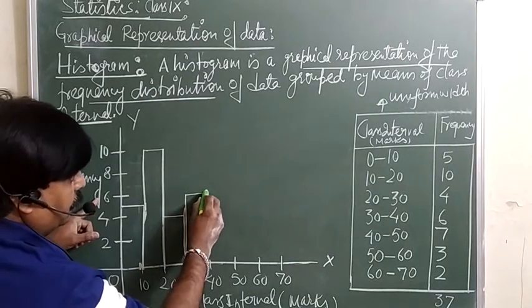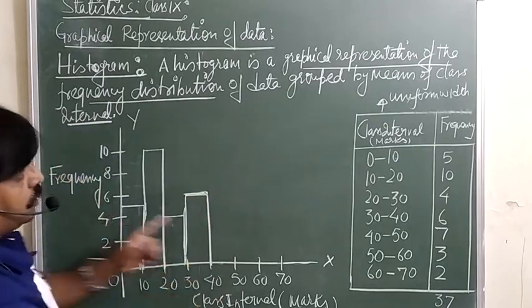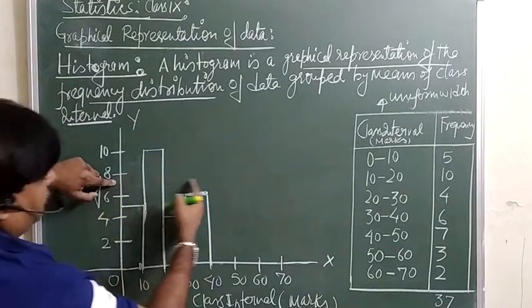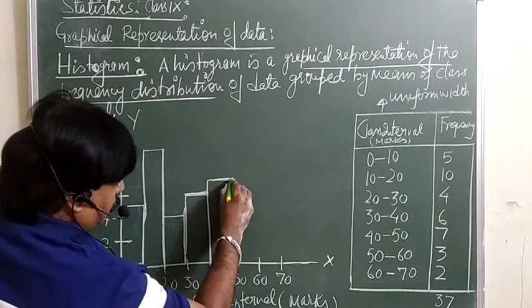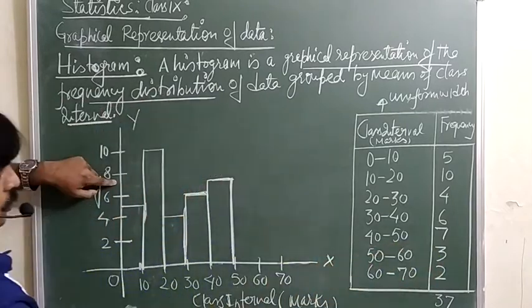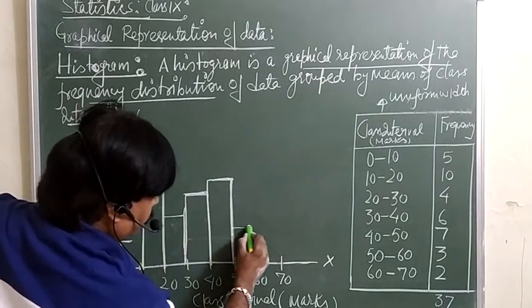30 to 40 is 6, so it is here. 40 to 50 is 7, so 7 approximately will come here; you can take it here. This represents 7. Then 50 to 60 is 3, so you will be here approximately.